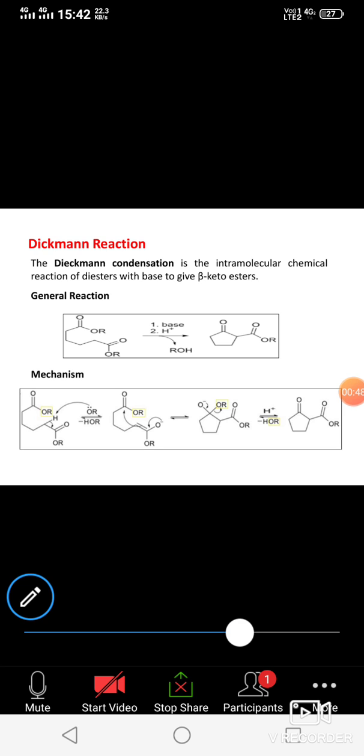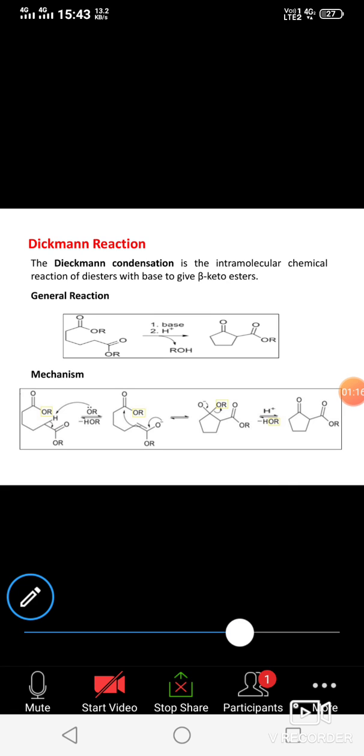First point, it is an intramolecular reaction, means only a single compound will react. Second, this is a cyclization reaction, means whatever open structure you are having, it will get cyclized to form the cyclic compound. And third point, you have to remember the ester compound which is having the diester functional group will give this type of reaction.